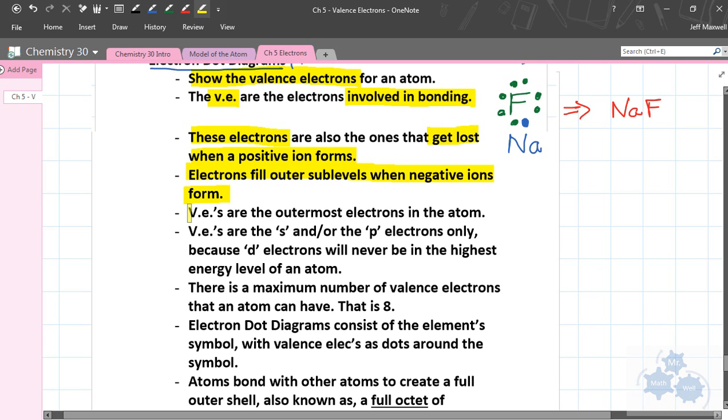We already talked about this. I don't know if you've actually written this down yet, but again, here are some notes about the valence electrons being the outermost electrons in the atom. So that's a little bit of a summary of what we've talked about here. Make sure you got that down in your notes.